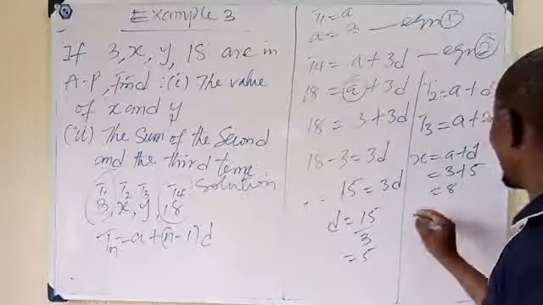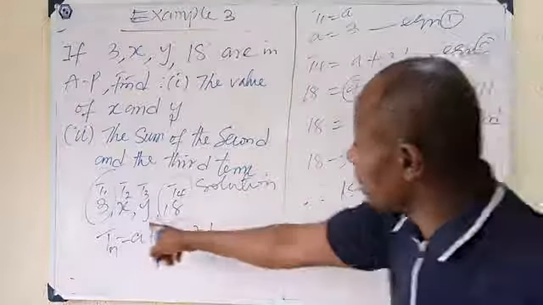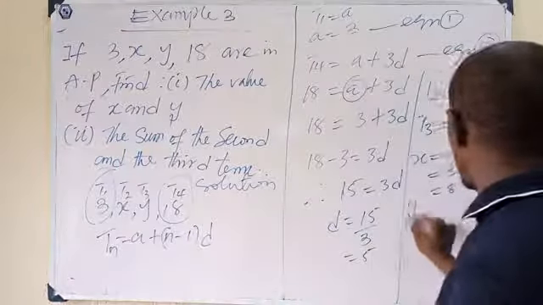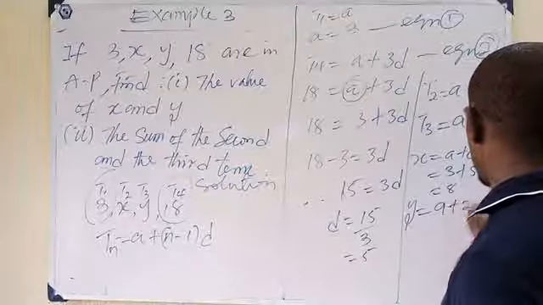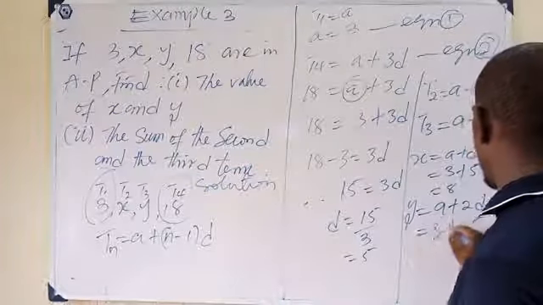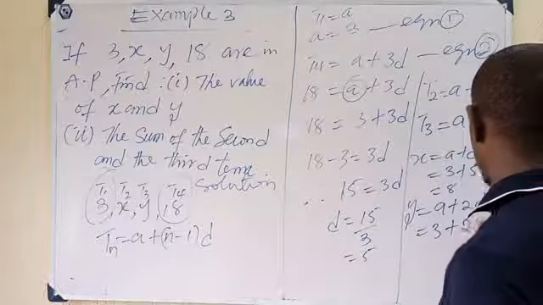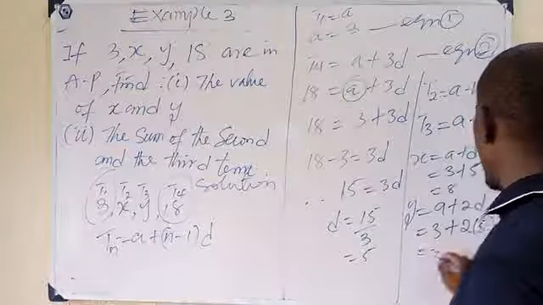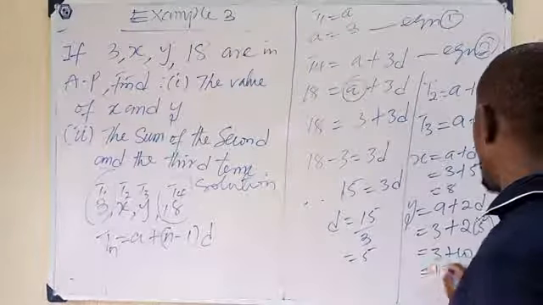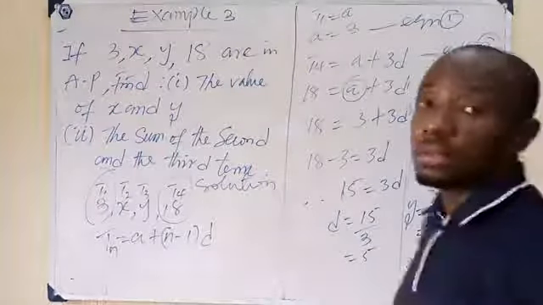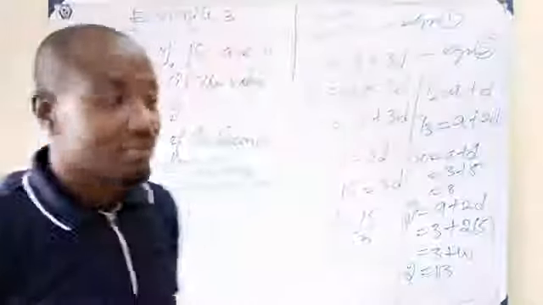Right? Now let's look at the third term, which is y. So y is equal to A plus 2D. Our A is 3, our D is 5. So this is equal to 3 plus 10, which is 13. So y is equal to 13. We have answered it, right?